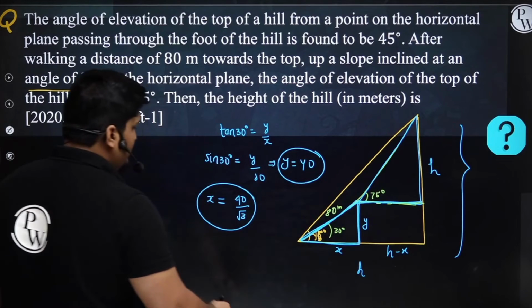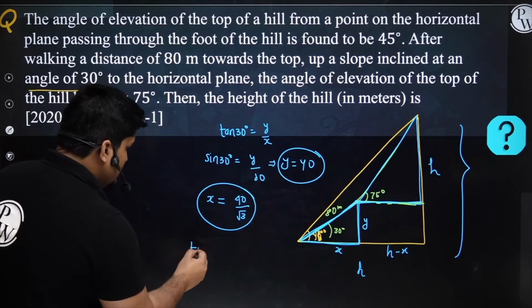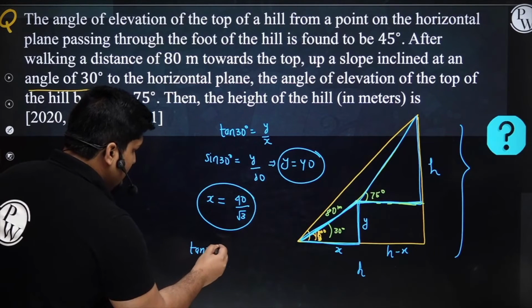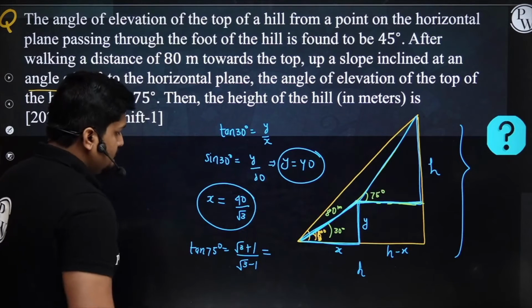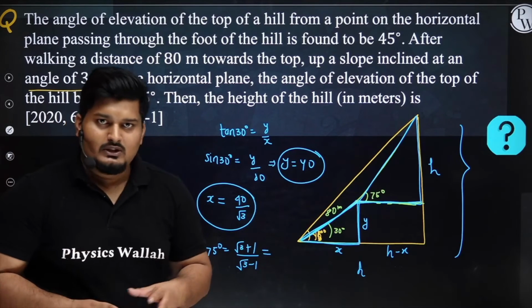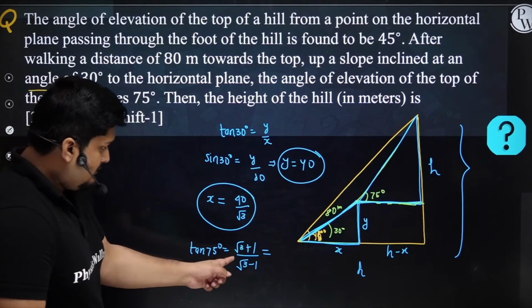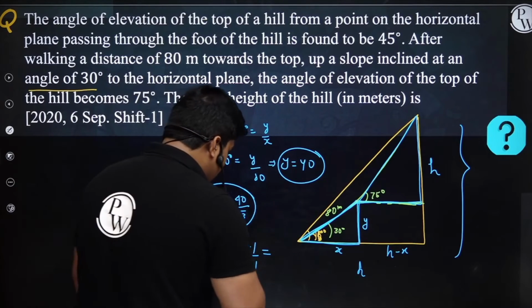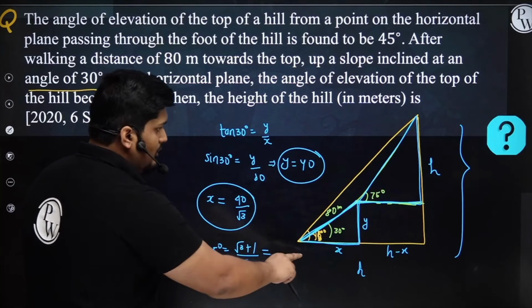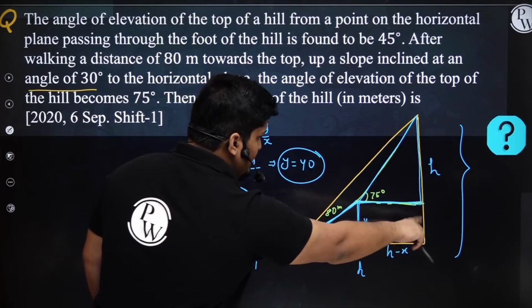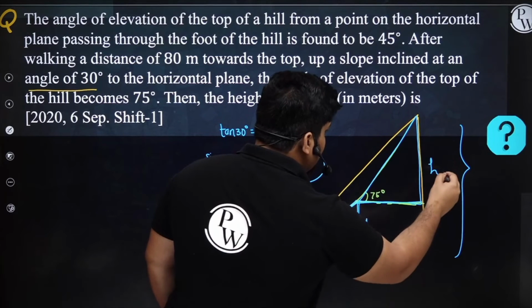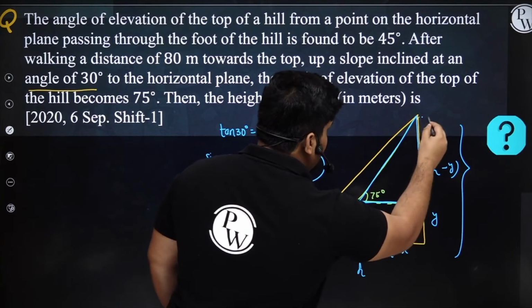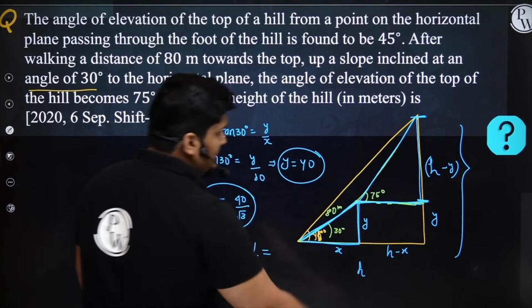What is tan 75? You see tan 75, which is equal to root 3 plus 1 divided by root 3 minus 1. This is what tan 75 is equal to. So root 3 plus 1 divided by root 3 minus 1 is equal to how much? This length is y here. So how much is this length? This length is h minus y.